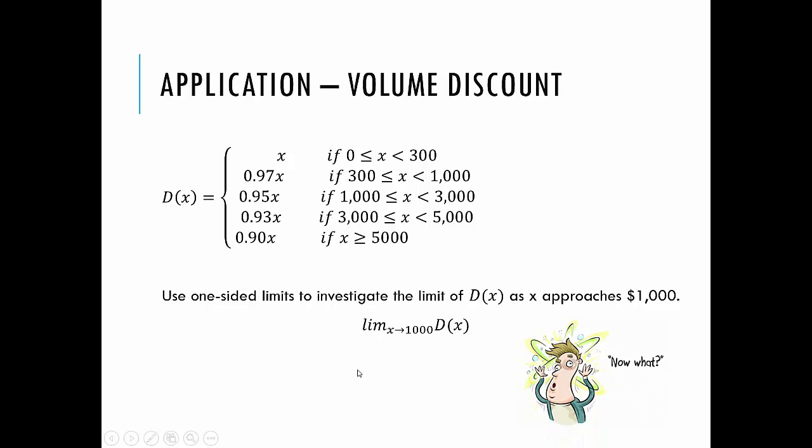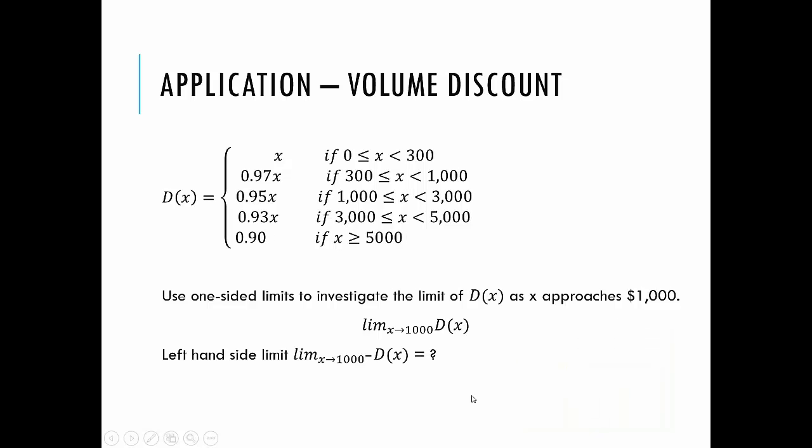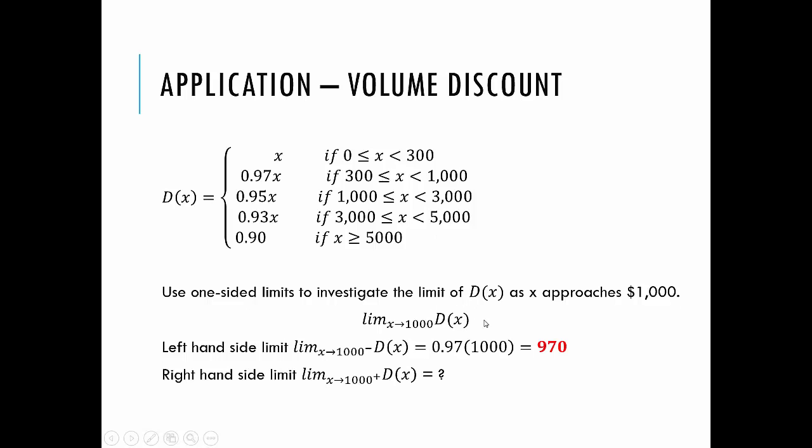Okay, now what? Well, remember one way we find a limit is to find the left-hand side, find the right-hand side, and see if they're equal. So the left-hand side limit. Well, what is it? Left-hand of what, right? What's the left of 1,000? So I would be in this second row here because I'm getting really close to 1,000, but I'm not at it. So I would be at the 0.97 times 1,000, which would be 970.